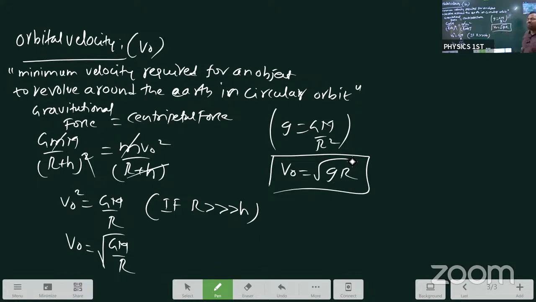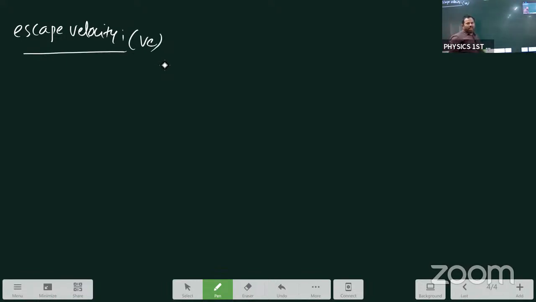Upcoming is escape velocity. First orbital velocity in 4 steps, and like that, the same for escape velocity. See, this is the second question: escape velocity. Define escape velocity. Derive the expression for escape velocity. This is the second SAQ from the gravitation lesson.